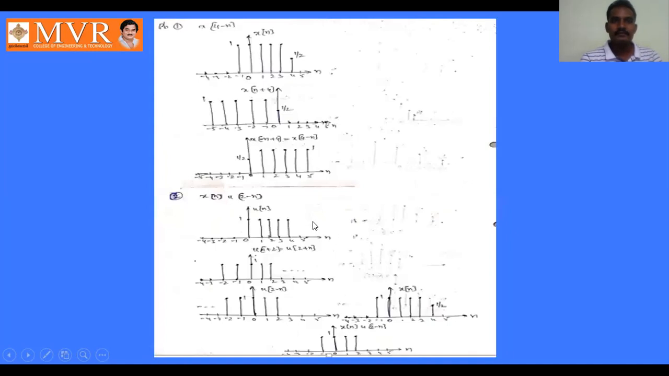And coming to x of 4 minus n, how to find this? This is the given discrete time waveform. X of n is given like this. How to get x of 4 minus n?